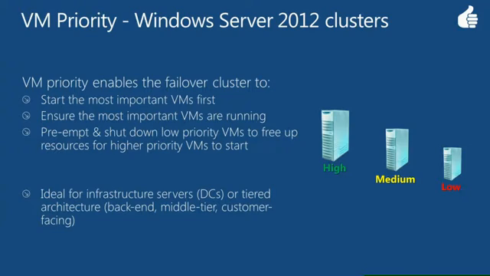It also ensures that the most important VMs are running at any time. So if you run low on resources, the failover cluster preempts low priority VMs. That means it'll shut them down and try to make resources for your high importance or high priority VMs. So this is ideal if you want to use infrastructure services on that cluster. If you want to make sure your DCs are always running, or if you have extremely critical back-end infrastructure services, you can mark those virtual machines as high priority. And then the failover clustering infrastructure will ensure that those VMs are always running.